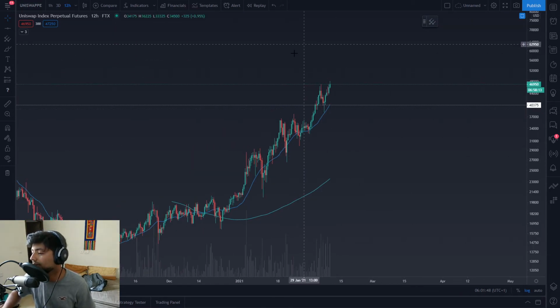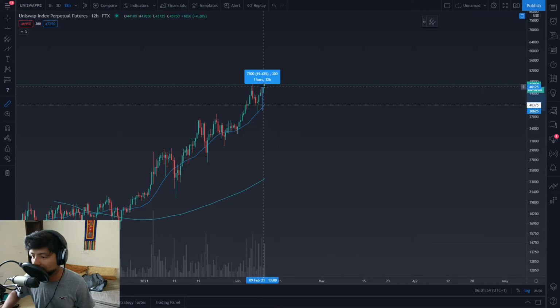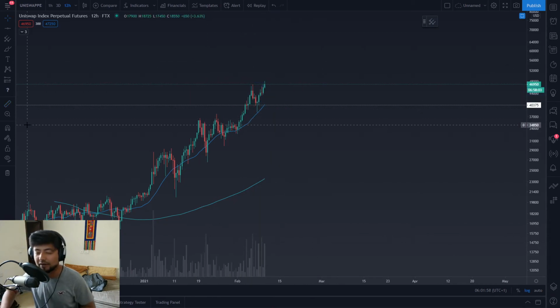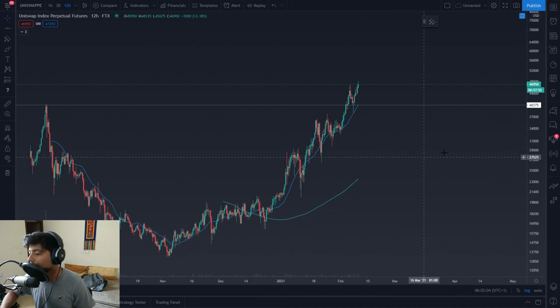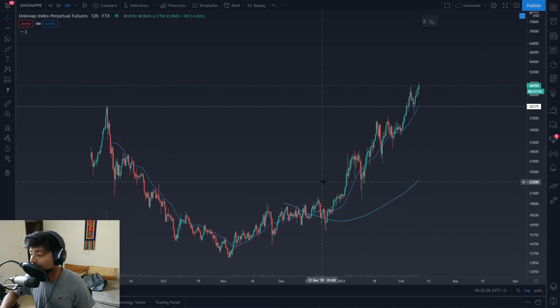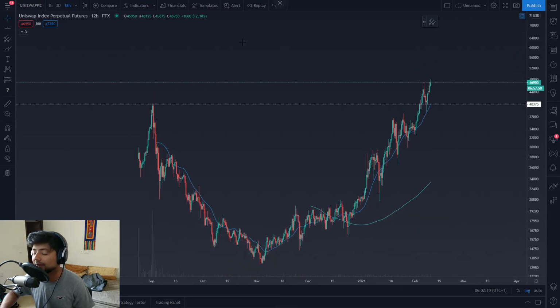But do not get on this train yet. There could be certain dips back to the 21 simple moving average. That's where you can take your positions. 20% moves coming from the 21 simple moving average on a 12-hour time frame. That's pretty amazing. If the Uniswap index is doing 20%, most of the coins in Uniswap would be doing 50%, something like that. So keep an eye on this instrument as well.